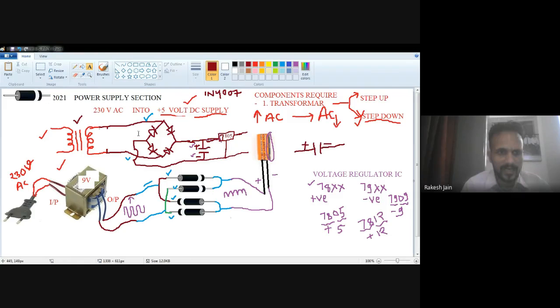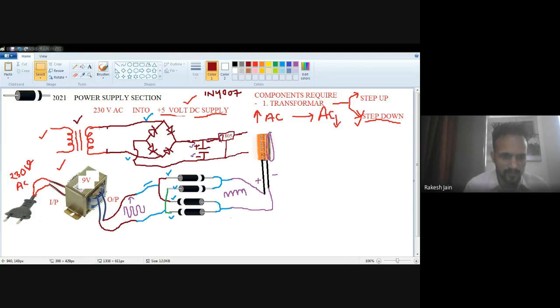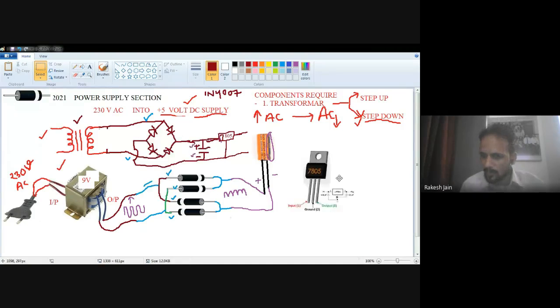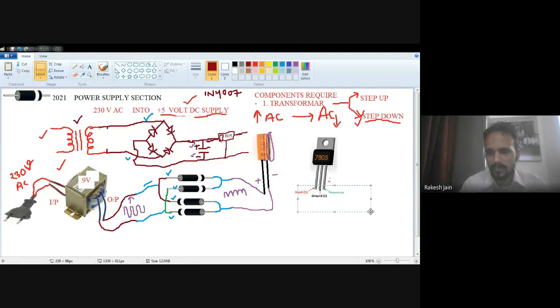Now, how will it look practically? See, it is black in color, this is the 7805 IC. If you require 9 volt, which IC will you purchase? 7809. See very carefully: when you purchase from the market, the number is always written on the body. 7805, 7809, all will look like this, it is in front of you.